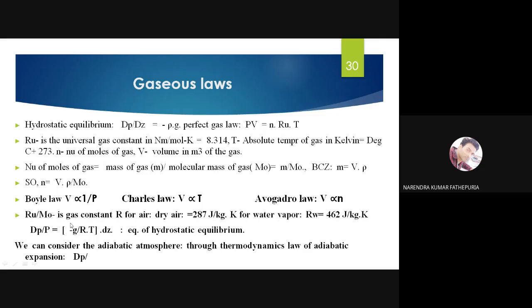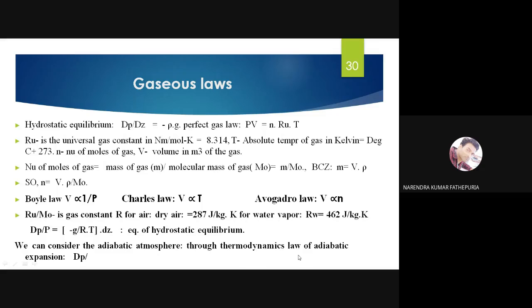So dP by rho, this is the standard equation. If you use PV is equal to RT and put in all the constants, you will get this form, which is called the hydrostatic equation: dP by P is equal to minus g by RT into dz. So we can consider the adiabatic atmosphere. As I told you earlier, we always consider adiabatic atmospheric conditions, so we take the adiabatic lapse rate.